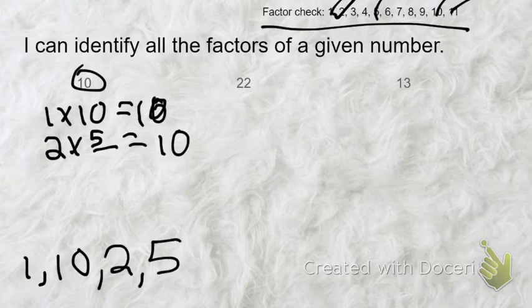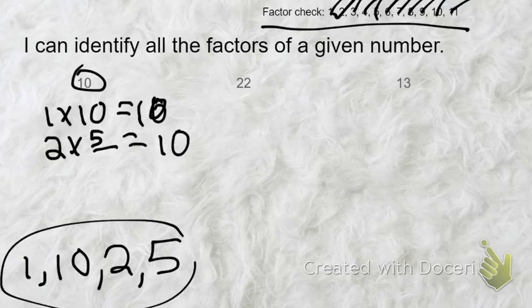Okay, are there any others? Well, 3 times 3 equals 9, not 10, so that doesn't work. 4 times 3 equals 12, close but not quite. And then 6 times 2 is 12, this is going over. 7 times 2 would go over 8. All of those would go over. So these are my factors: 1, 10, 2, and 5.